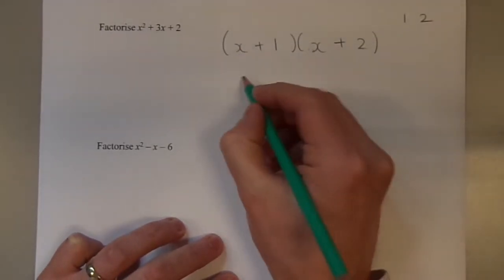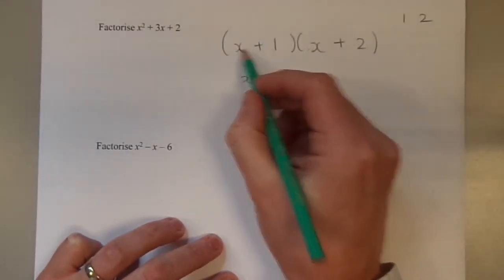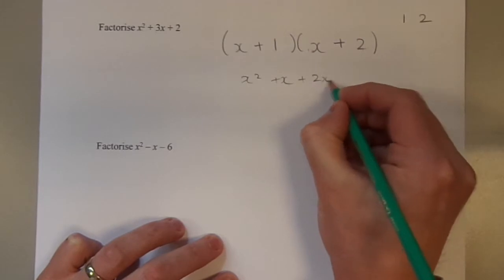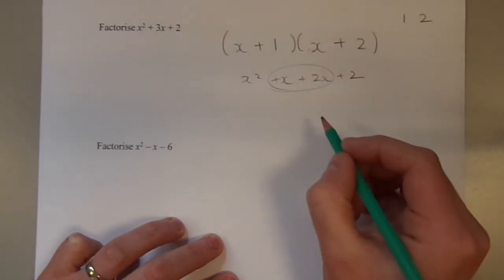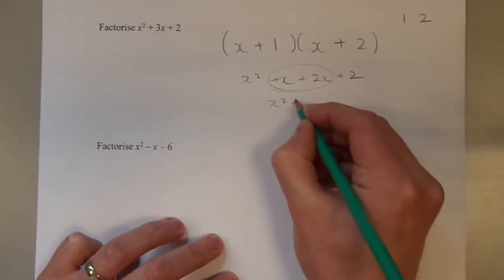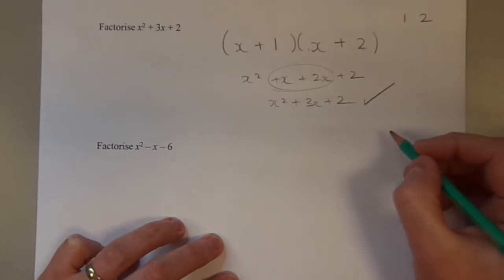So x times by x is x squared, 1 times by x is x, x times by 2 is 2x, 1 times by 2 is 2, and the x and the 2x collect together to give 3x. Therefore, that's exactly what we're looking for.